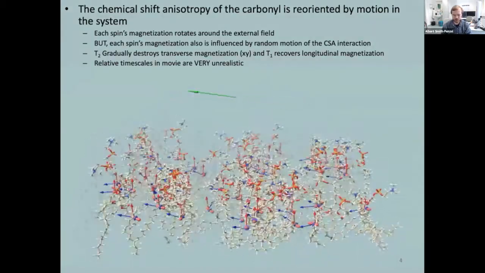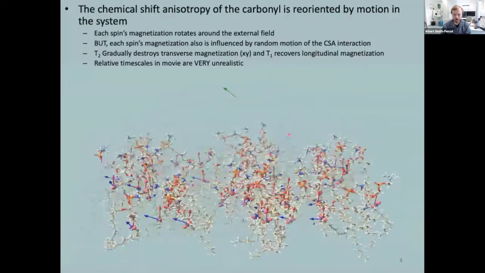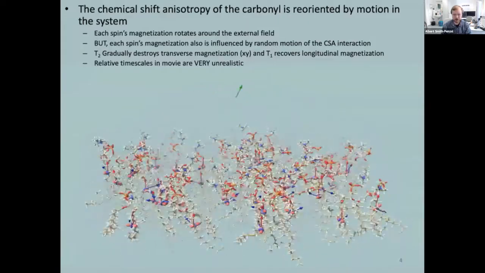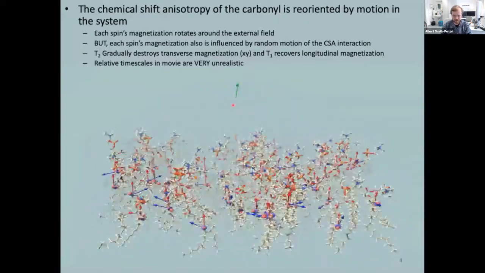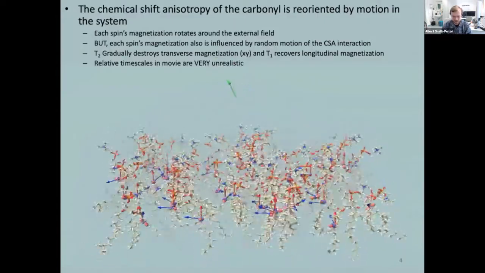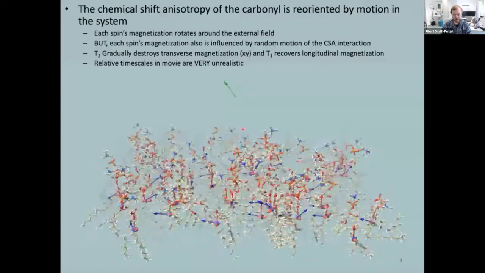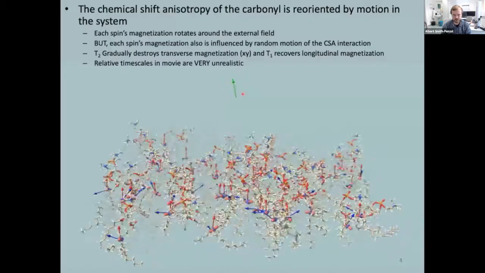Of course, as you start out, all the spins are doing roughly the same thing. But the total magnetization you see starts to decay, and that's because the spins start to get out of phase. And additionally, the magnetization starts to recover to the z-axis. So each spin is behaving somewhat randomly, but it results in a very predictable net behavior of the relaxation, the T1 and the T2 here.